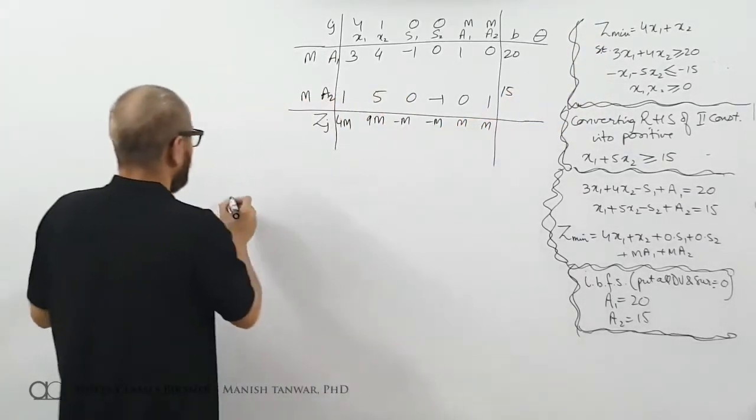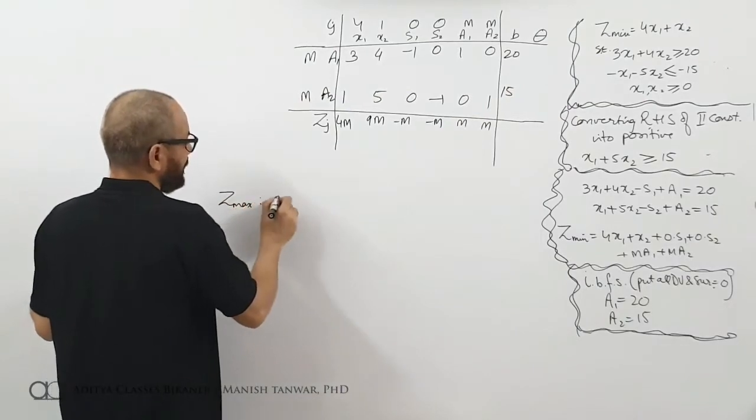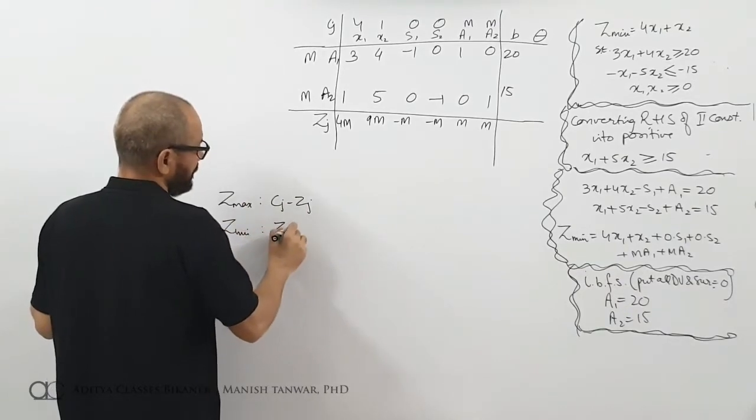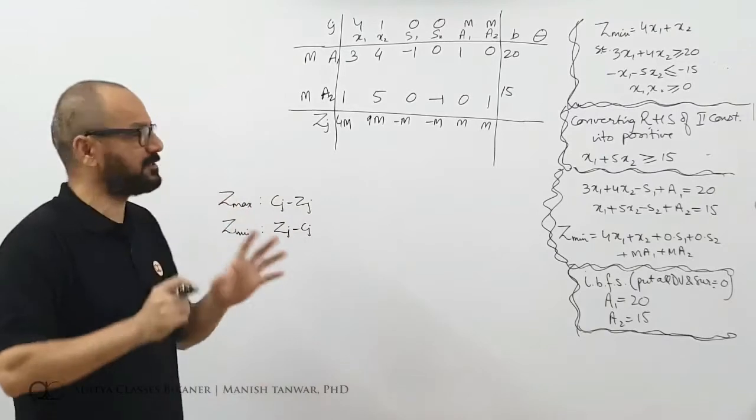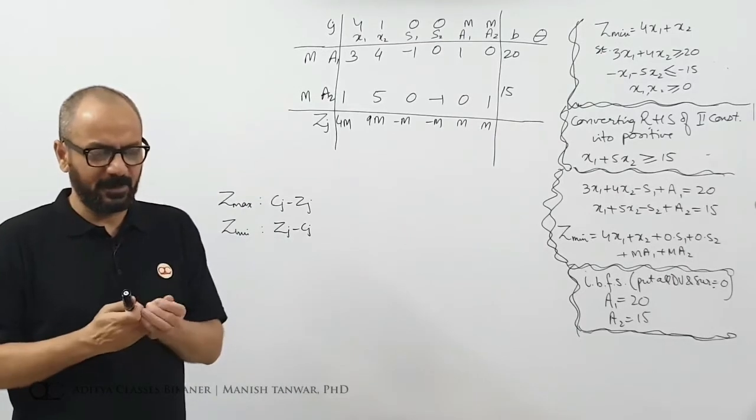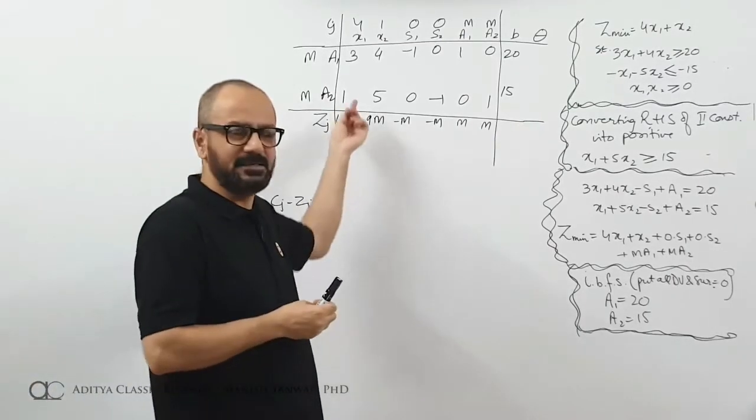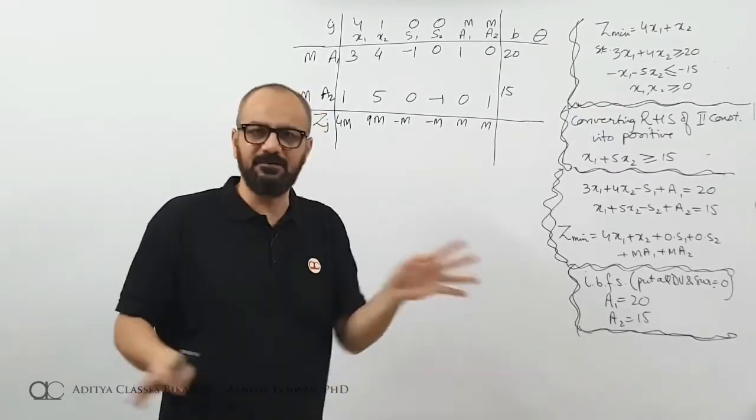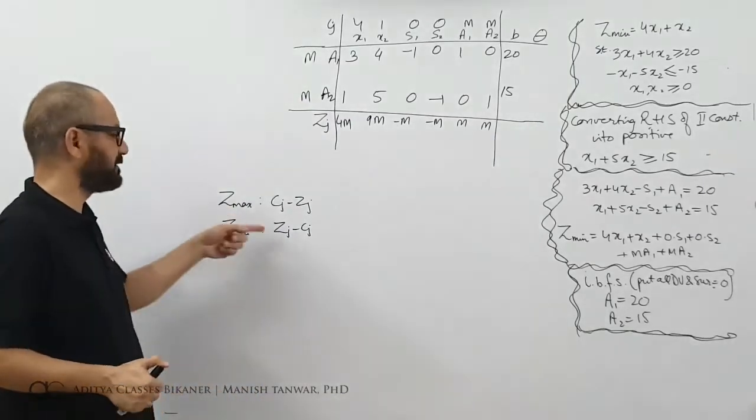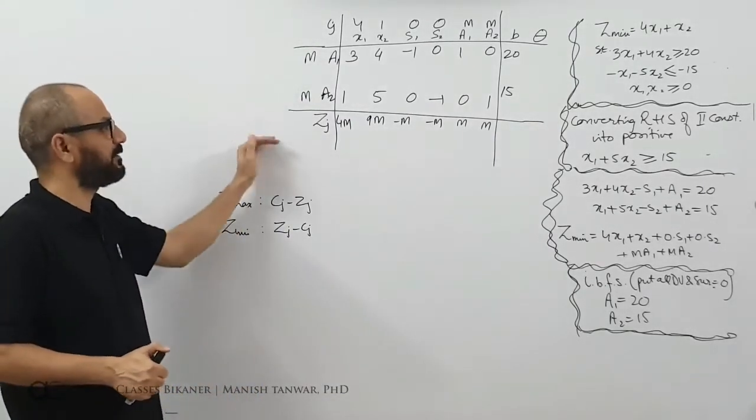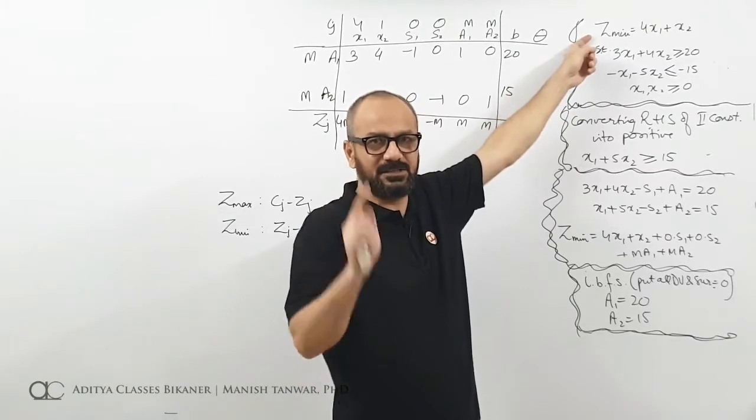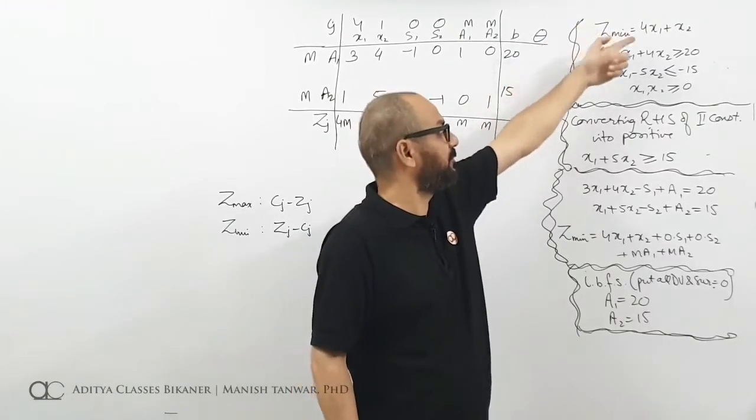Another difference. For Z max, we take Cj minus Zj, while for Z min, we take Zj minus Cj. This is the only difference between Z max and Z min. There is no other difference. When you refer to a book, it might say that we will take Cj minus Zj, take most negative, take most positive, leave everything aside. It is exactly the same as the maximization case, the only difference being Zj minus Cj. Books would convert this minimization into maximization. They will write Z max is equal to minus 4x1 minus x2.